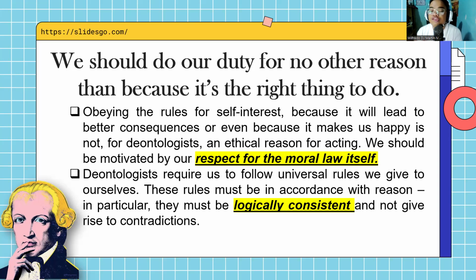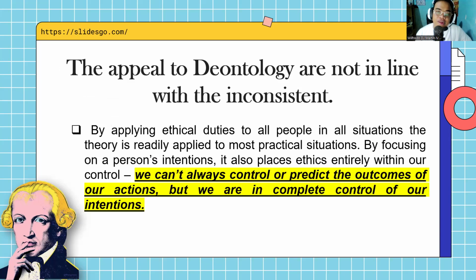So these rules must be in accordance with reason. In particular, they must be logically consistent and not give rise to any contradiction. So for example, di ba maraming ganun? For example, may mga politicians who are creating anti-graft and corruption laws pero sila mismo graft. I mean, corrupt sila, di ba? It's kind of ironic, right? So no, don't contradict yourself.